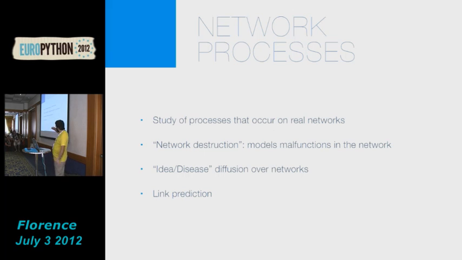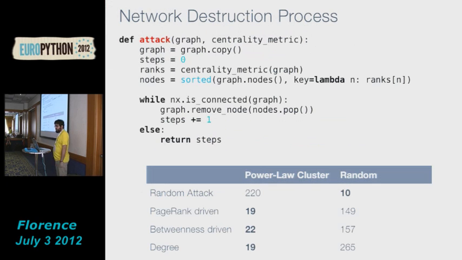Another very interesting process is link prediction. If you want to build Facebook, you must know how to do this. You have to analyze the links you have in the network and predict which people your users would like to be connected with. This is another kind of network process.